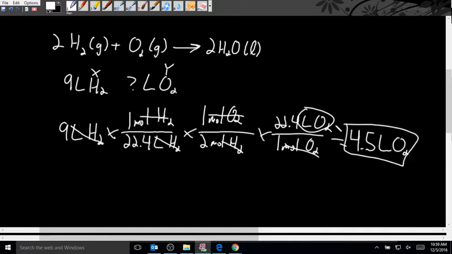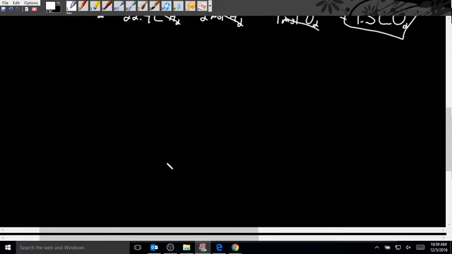And that makes sense. If I have 9 liters of H2, and according to the formula, for every 2 moles of H2, I have 1 mole of O2, it makes sense that the volume of O2 we need is half the volume of the H2. So this is based on volume, not molar mass, which would be different. All right. So going through one more aspect of this.